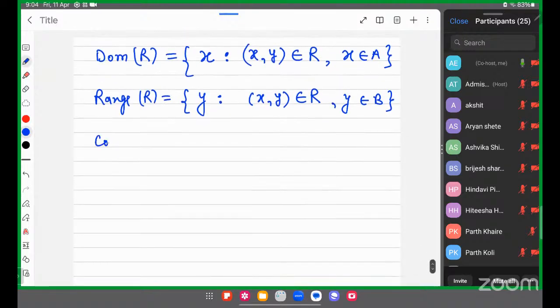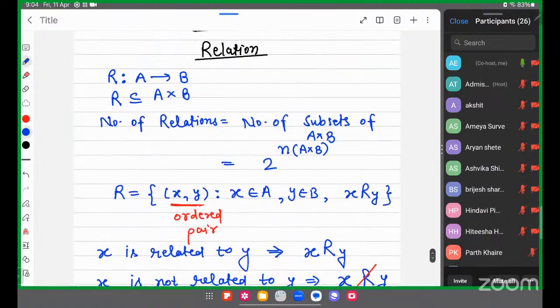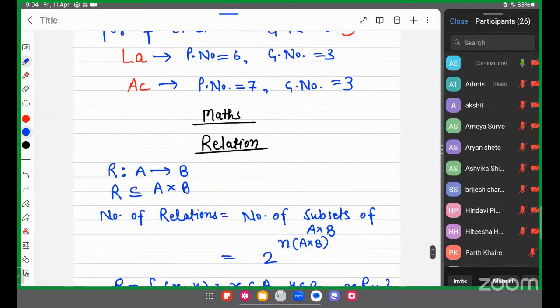And if you want to know the codomain of relation R, the codomain of relation R will be the complete set B. If we have a relation from set A to set B, then the complete set B will be what? Codomain. It is possible that the complete set A will be the domain.